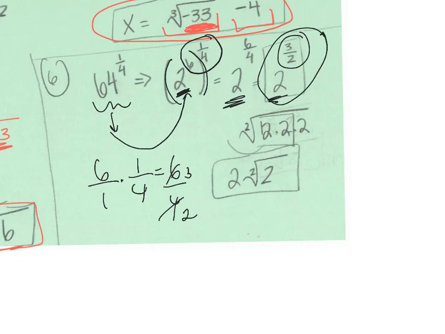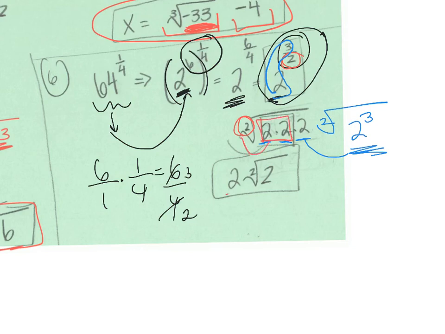If we convert to radical form, our index is 2, and underneath our radical, we will have 2 to the 3rd power. So you could also write this as 2 to the 3rd power, index is 2. 2 to the 3rd power means we have 3 2's. We need a set of 2 in order to take out, and we have that set of 2. So 1 2 comes in front, and this 2 is left underneath. So it's 2 square root 2.